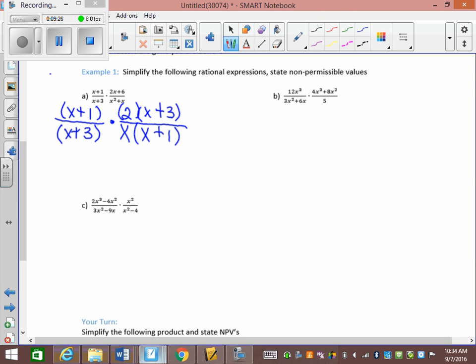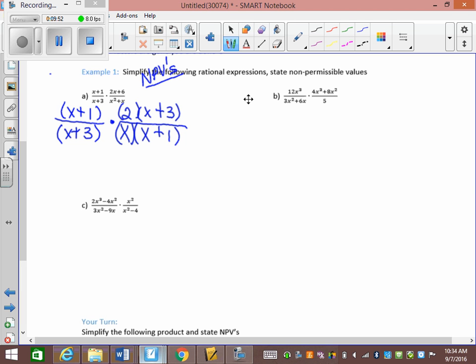Now some people are like, oh great, I can cancel. No, we don't cancel until we see our non-permissible values. How many non-permissible values am I going to have? 1, 2, 3. The number of separate brackets you have in the denominator is how many NPVs you're going to have, unless the bracket contains just a number like 3 or 4, because those don't give non-permissible values. So our NPVs, remember, if you don't know how to find them, please come in, because I don't have the time to show you every single time how to find them.